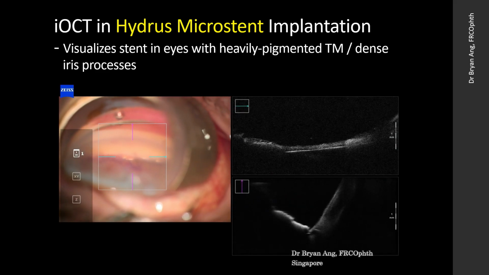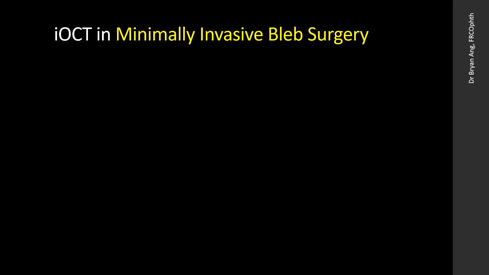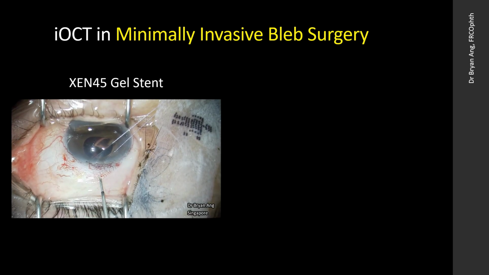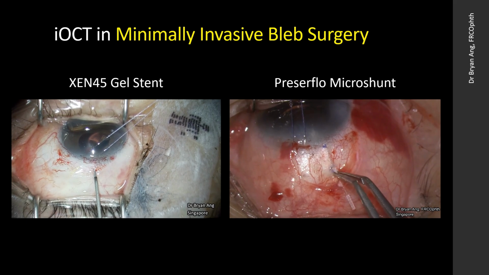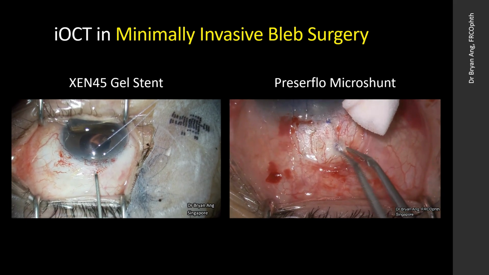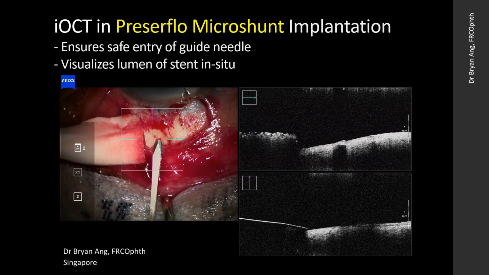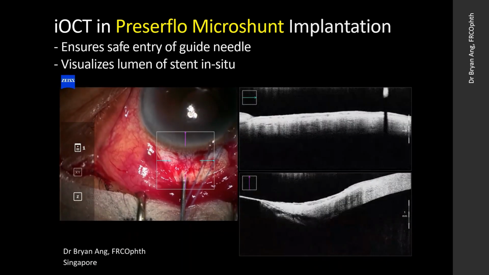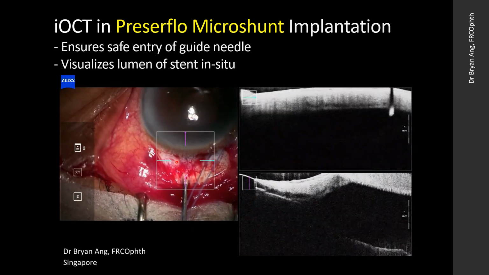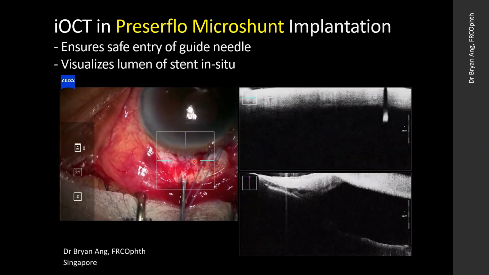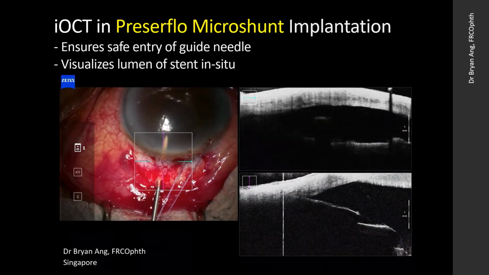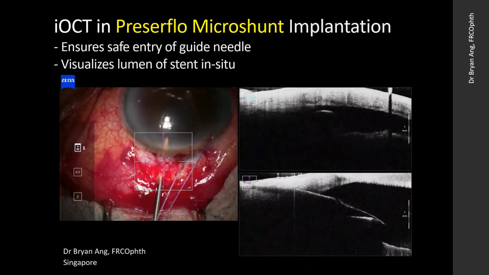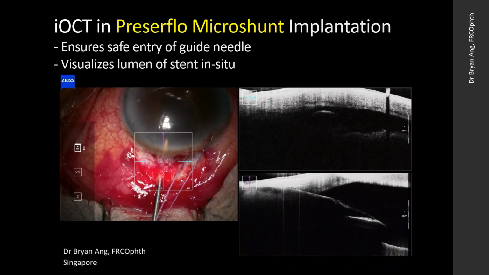The iOCT may also be useful in the ab-externo implantation of stents in minimally invasive bleb surgery for both the XEN45 Gel Stent and the PreserFlo Microshunt. In PreserFlo Microshunt implantation, the iOCT can be used to visualize the entry of the guide needle, ensuring its safe and accurate entry through the angle itself, that it does not enter too posteriorly toward the ciliary body, but instead anterior to the iris and also not too close to the cornea itself.